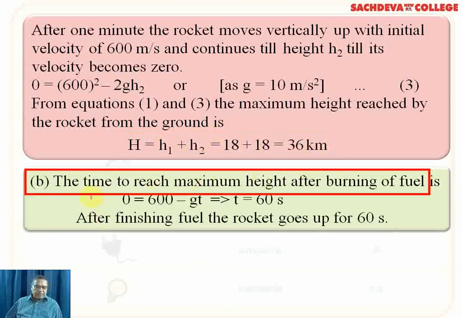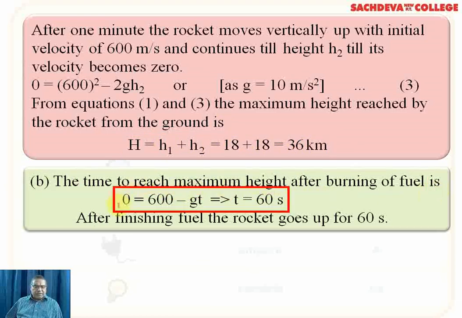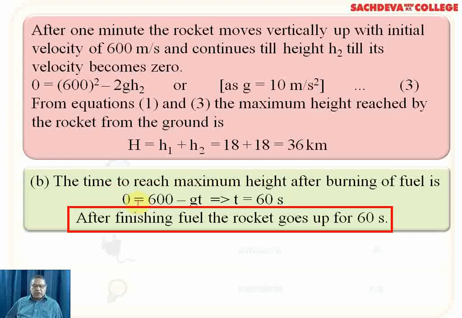Now the B part of the question is the time to reach the maximum height after burning of fuel. So it is calculated by v is equal to u plus gt, but g must be taken as negative, because the rocket is projected up. So from this equation, we get the value of time, which is found to be 60 seconds. After finishing the fuel, the rocket goes up for 60 seconds, that is 1 minute.